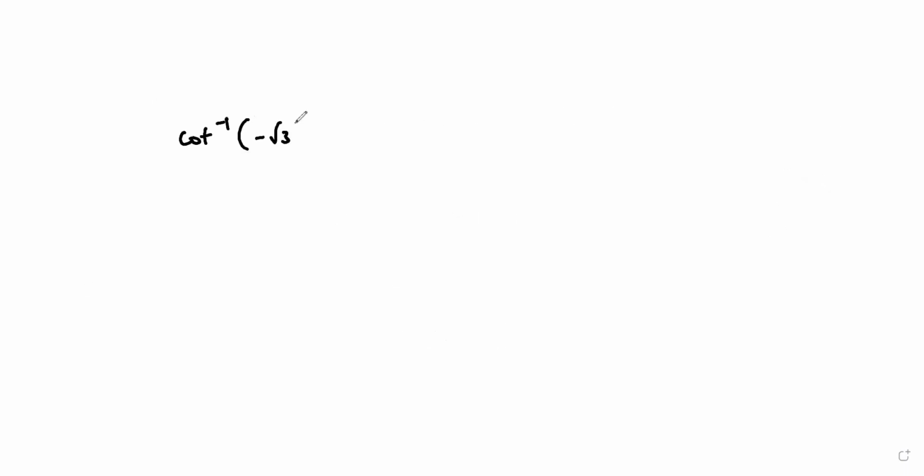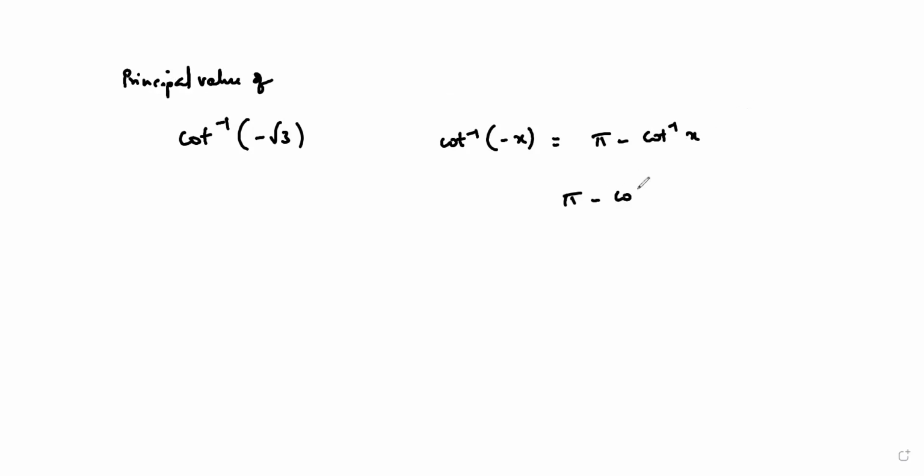Principal value of cot inverse of minus root 3. First of all, you know one thing: cot inverse of minus x is equal to pi minus cot inverse of x. So this you can write as pi minus cot inverse of root 3. So cot theta will be equal to root 3 at 30 degrees. 30 degrees is pi by 6. So the value is 5 pi by 6. Right? Yes, sir. Very good.